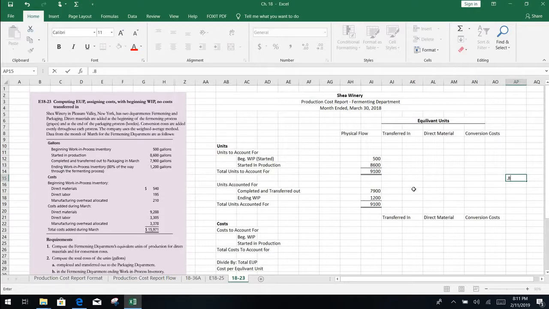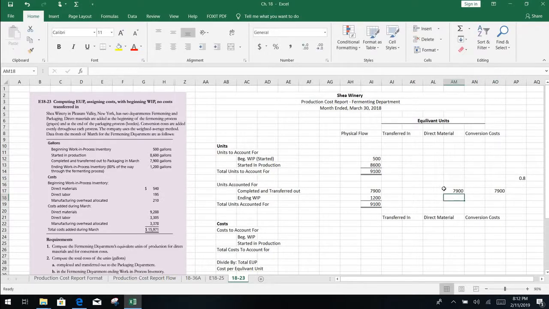in order to convert to EUP. So out of that 7,900 that are completed and transferred out, what part of them were complete for direct materials? Well, if they're completed and they're sent to the next department, all the materials are there, so they're all finished. If they're completed and they're transferred out, all the conversion costs are there as well because they're finished, so all the costs have already been allocated. So let's go ahead and put 7,900 for that.